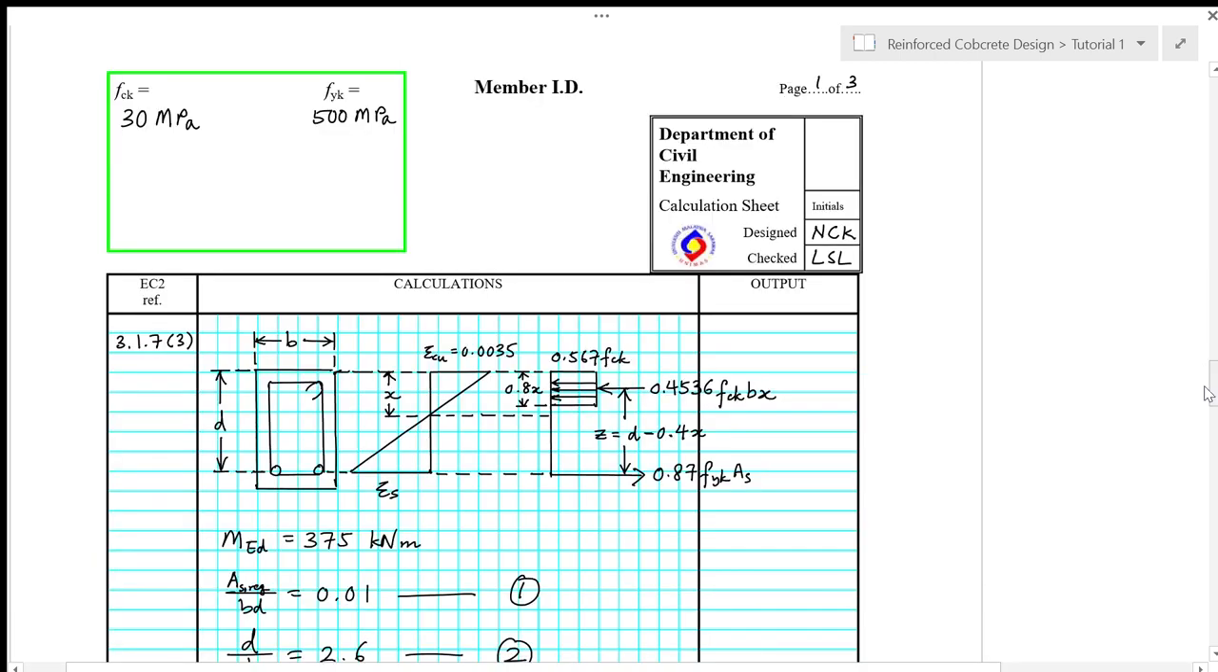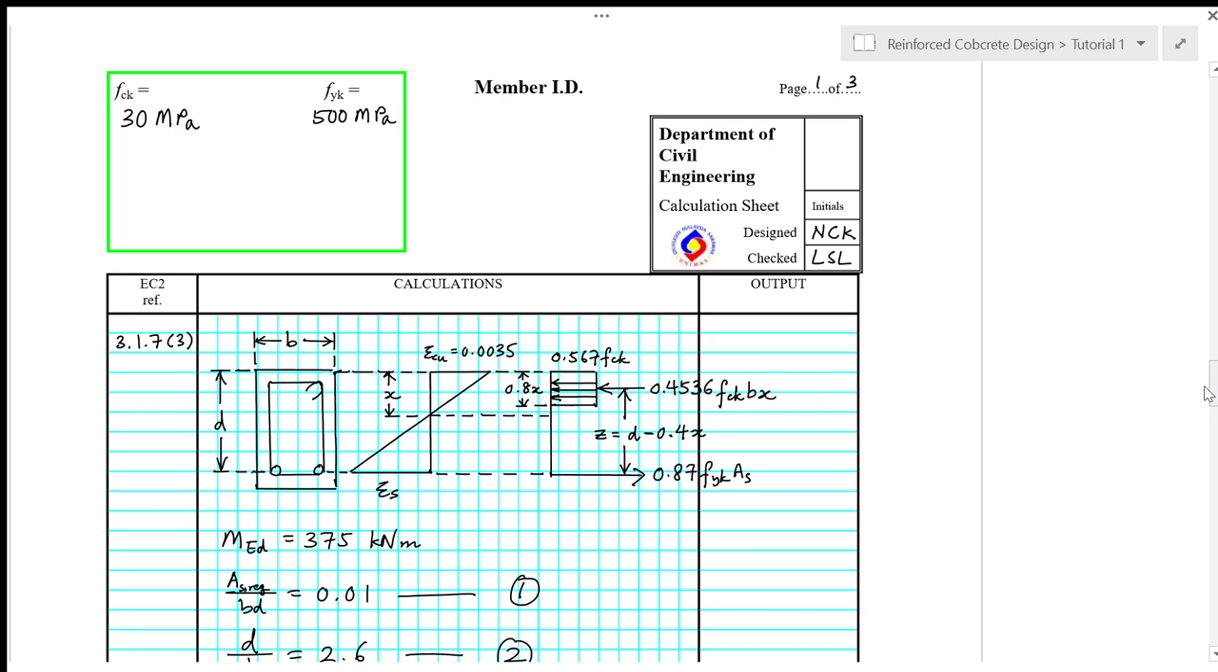So to start solving the question, we need to use the basic theory provided in Eurocode 2, section 3.1.7, bracket 3, that gives us the cross section, the strain distribution, and the stress distribution. So this diagram is very important in reinforced concrete design. We don't know the cross section, so b and d are not known yet in this question.